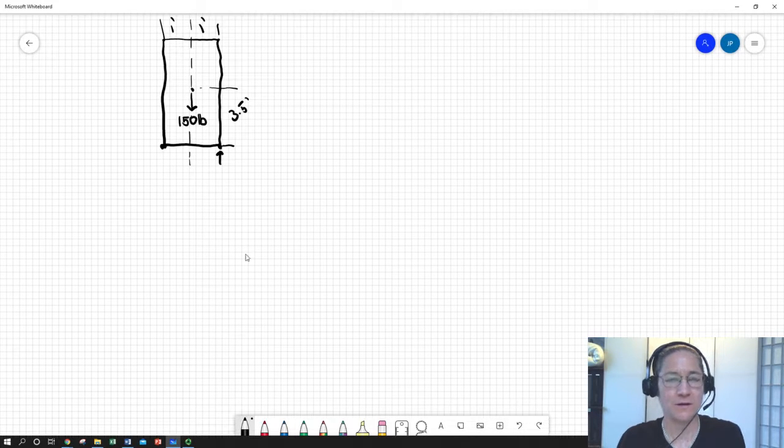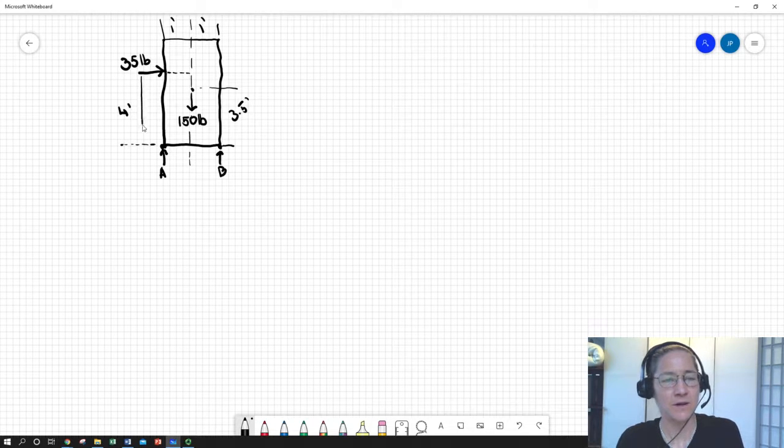We'll call this point B and point A. And I'm actually doing an FBD right from the schematic. Not necessarily recommended, but it is a very simple schematic in this case, so I can get away with it. So I have a force that someone's pushing on the crate, 35 pounds, at a height of 4 feet above the ground surface.